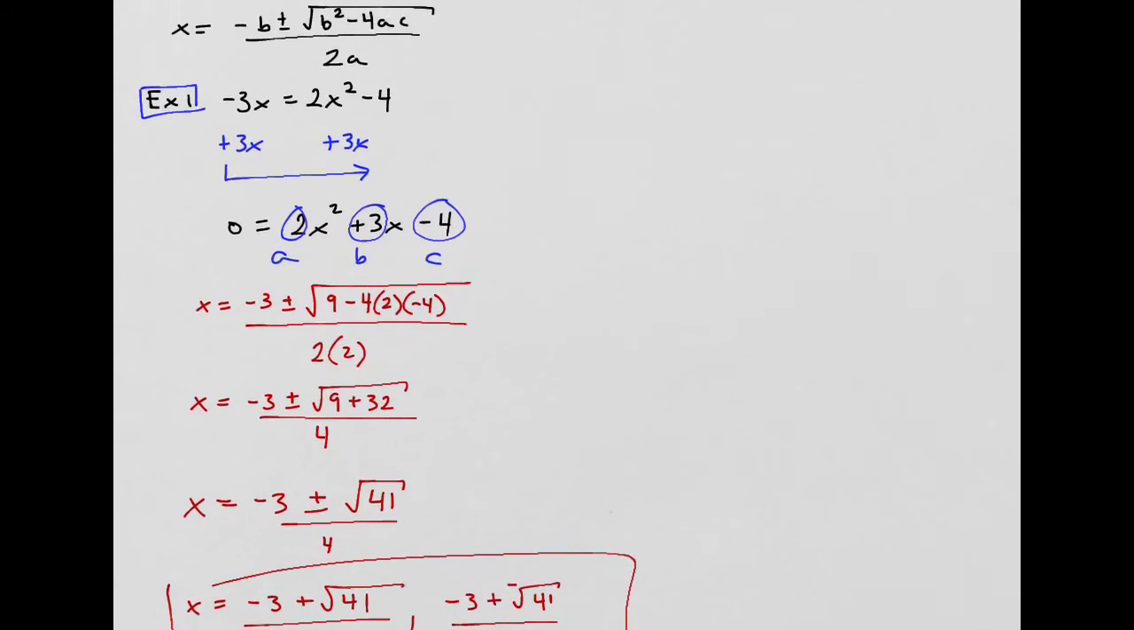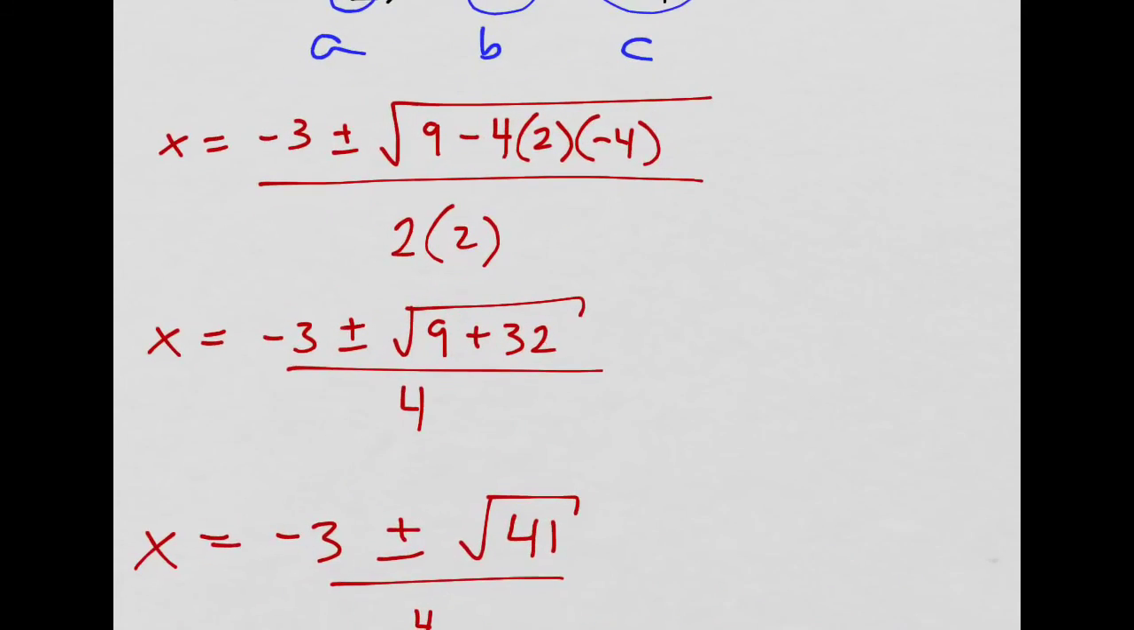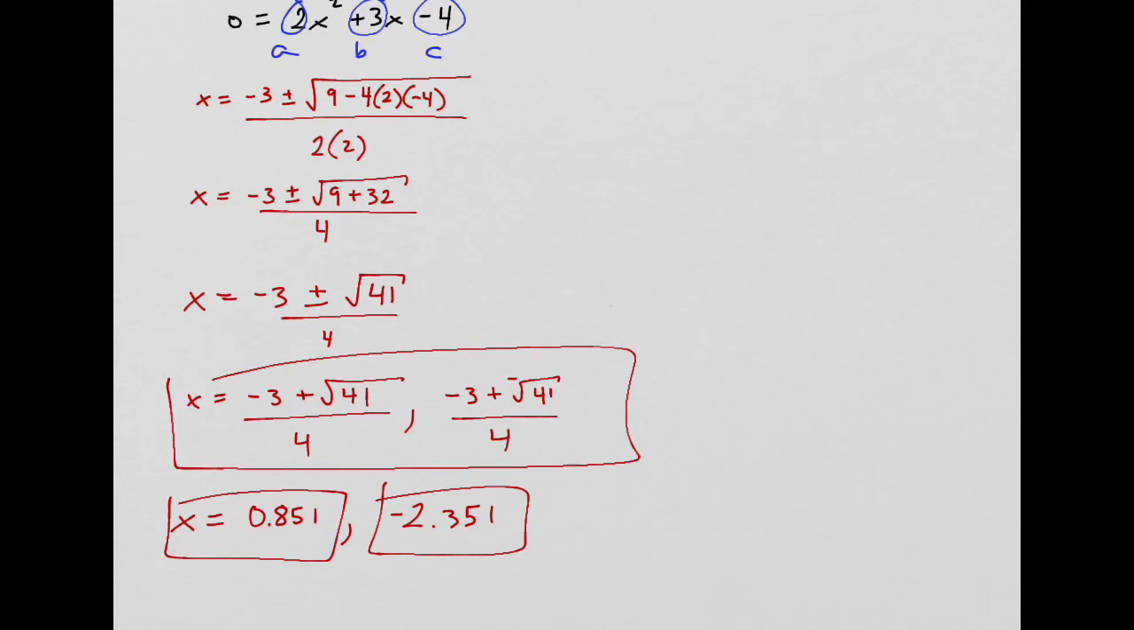That's all we're doing. So step 1 is get it into standard form. Step 2, decide what A, B, and C is. Step 3, use the quadratic formula and don't screw it up, man.